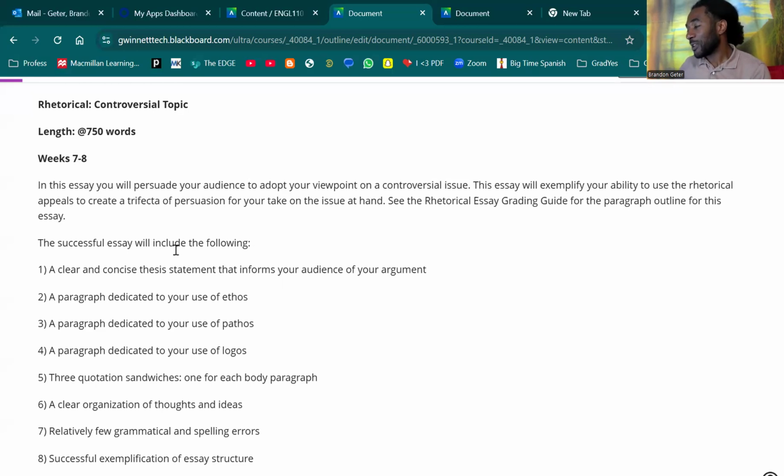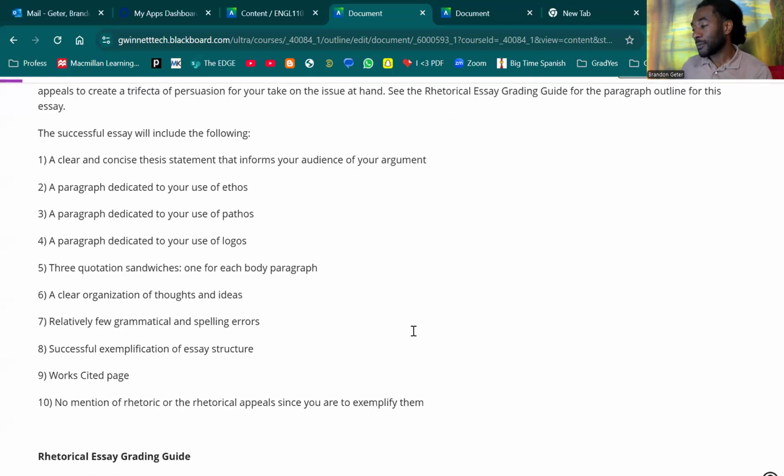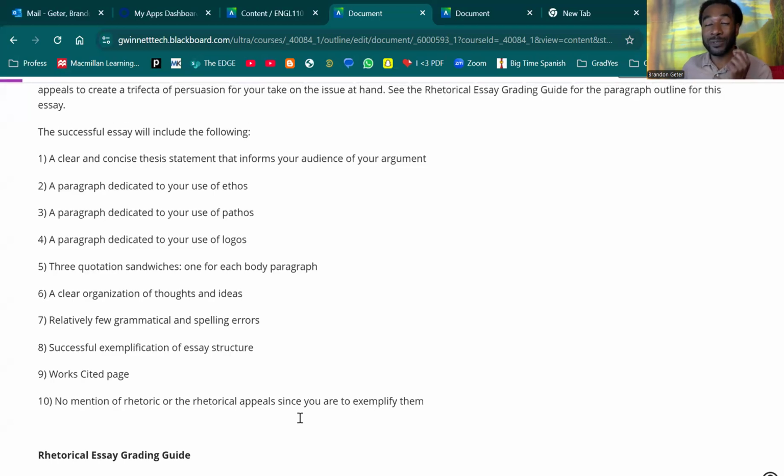The successful essay will include the following: a clear and concise thesis statement that informs your audience of your argument, a paragraph dedicated to your use of ethos, to your use of pathos, to your use of logos, 3 quotation sandwiches, 1 for each body paragraph, a clear organization of thoughts and ideas, which basically means good essay structure, relatively few grammatical and spelling errors, successful exemplification of essay structure, works cited page, and no mention of rhetoric or the rhetorical appeals, since you are to exemplify them.